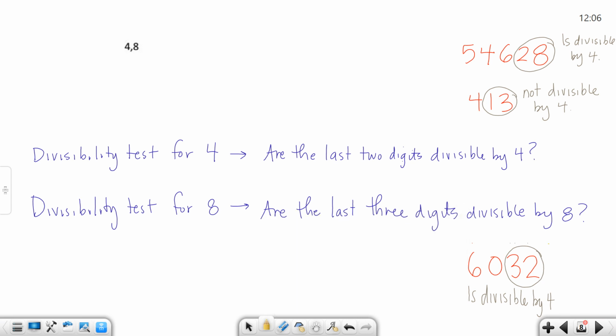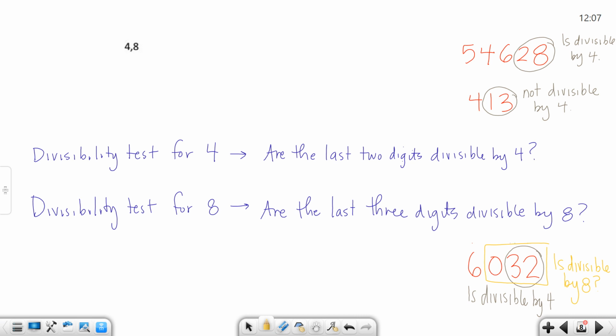So starting at the bottom again, if I take my last 3 digits, 038... 38, I'm sorry, that's a 032, I apologize. 032 is divisible by 8 because 32 is divisible by 8. So yes, this is also divisible by 8.